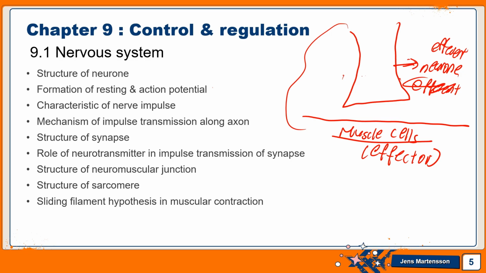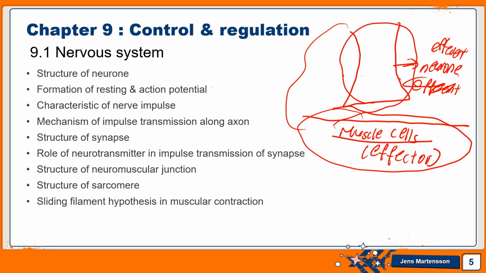So you have to know the structure of neuromuscular junction. It is actually similar to synapse. The only difference is the terminal part; it changed, it becomes muscle cell. But this part is the same as synapse. So the structure that you have to learn more focus on is the muscle cell. There is a structure in the muscle cell that you have to learn.